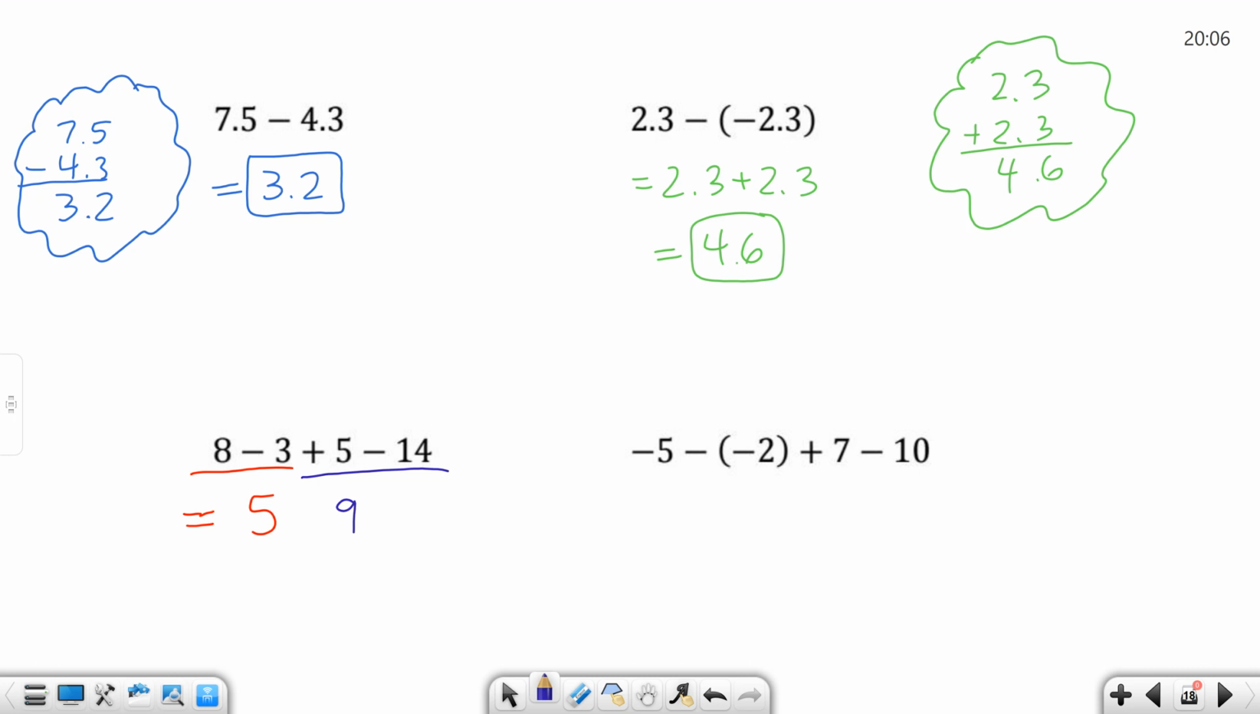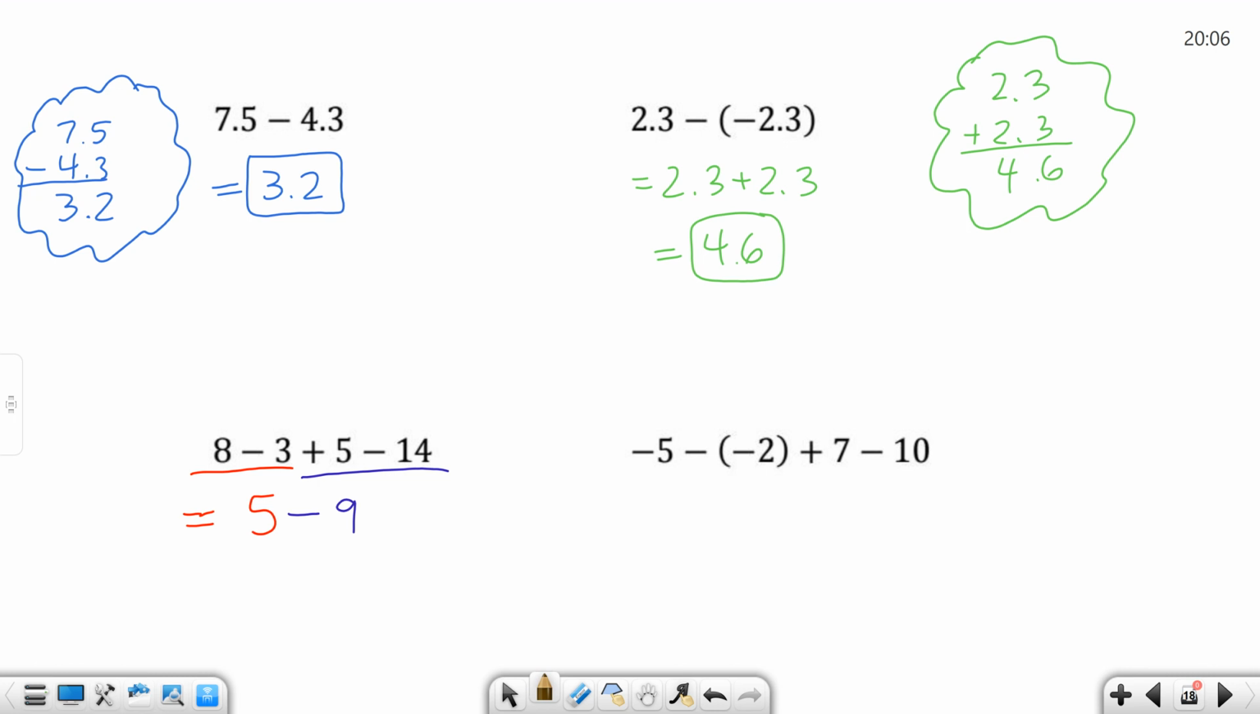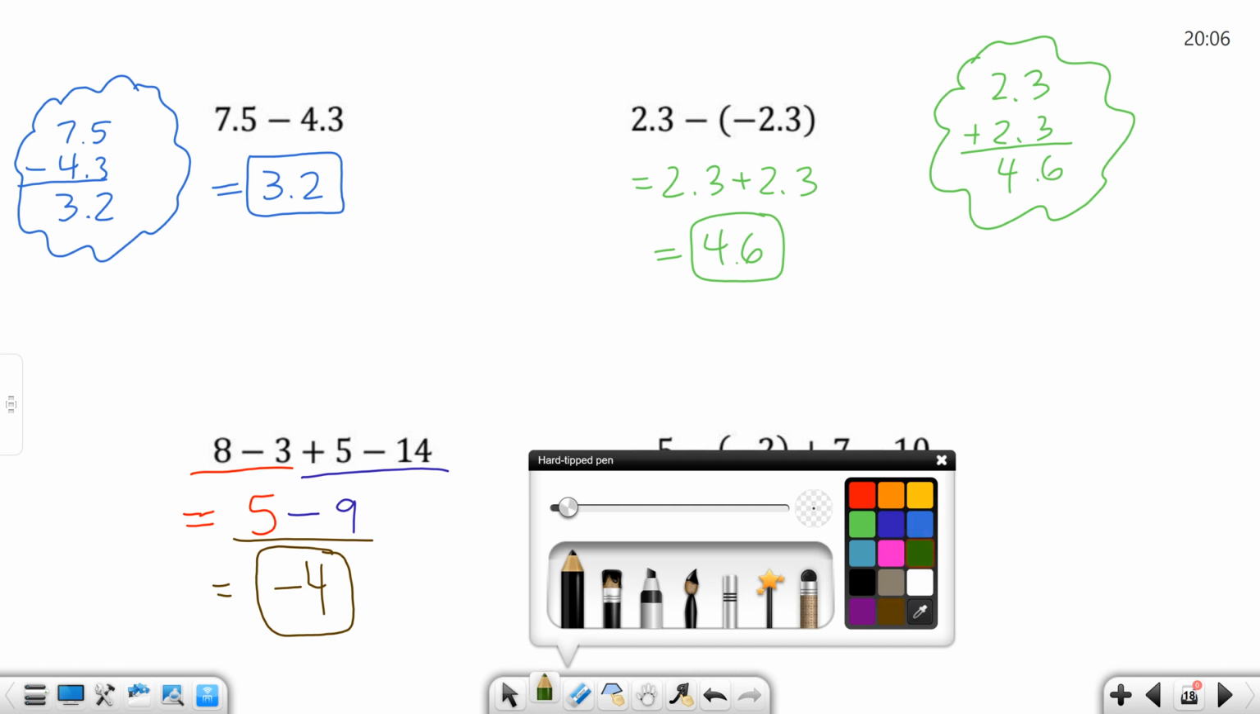And then I look, say, which one's larger? 14. It's negative, so my 9 must be what? Negative. And then I come back and say, okay, what do I do with those two terms? Well, the 5 is positive, the 9 is negative, so you subtract. 9 minus 5 is what? 4. And then the 9 is larger, so my 4 is negative, and now you've had it simplified. Negative 4.